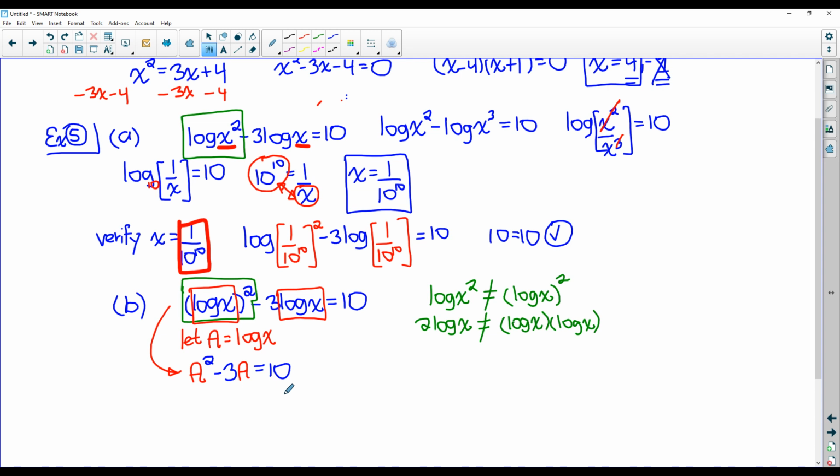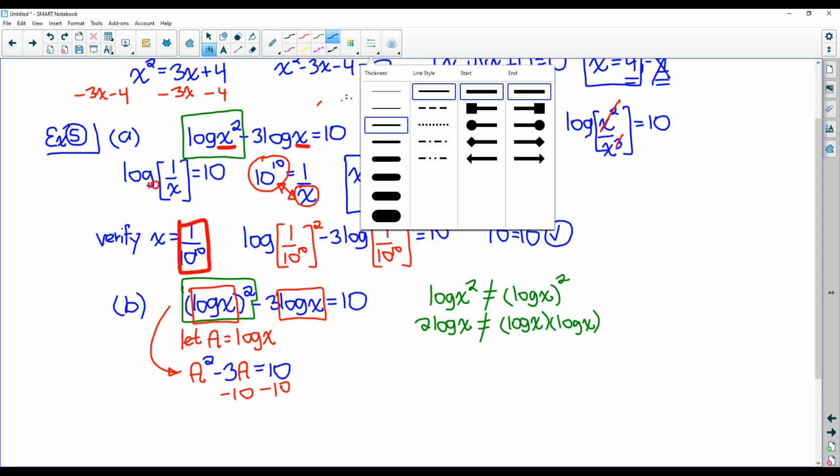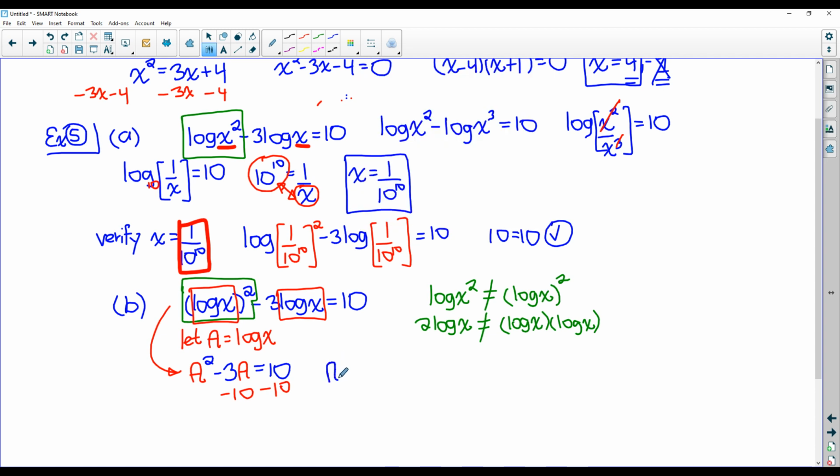That's a quadratic. Now, to solve a quadratic, I want all the terms on the same side. So I'm going to take that 10 and move it over to the left-hand side. So minus 10, minus 10. And then I would have a squared minus 3a minus 10 is equal to 0. That's a quadratic that nicely factors. So two numbers that add to give you negative 3 and multiply to give you negative 10, that would be negative 5 and positive 2.